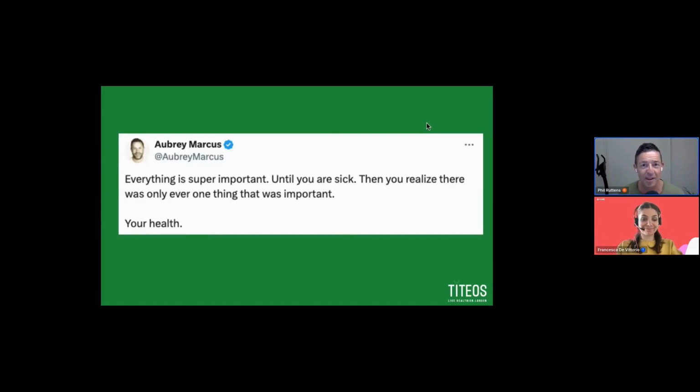So health habits. Some people might not see it as important. Obviously you do, you're here. Everything is super important, right? Everybody is busy, whether you're a founder, an entrepreneur, an executive, a freelancer, until you have a health issue, until you're sick. And then you realize, well, actually, there's nothing as important as health.